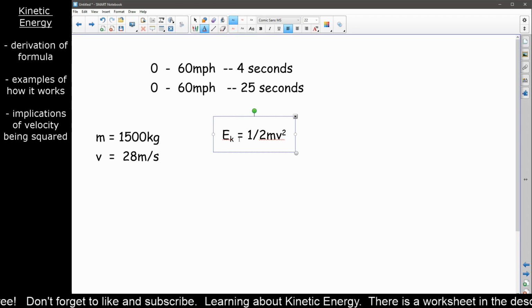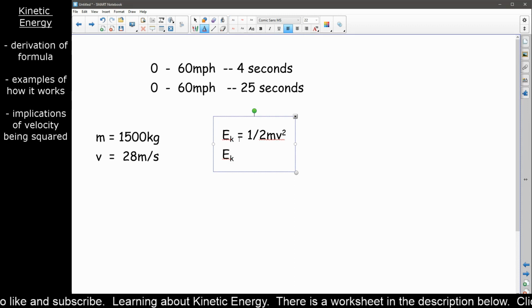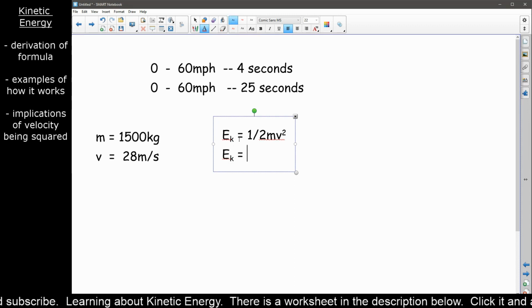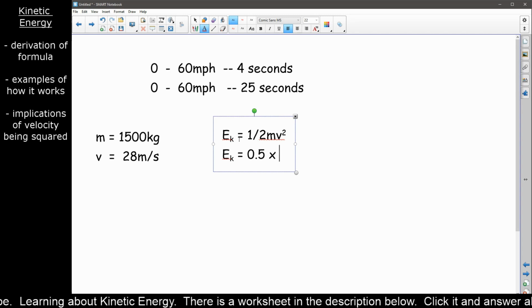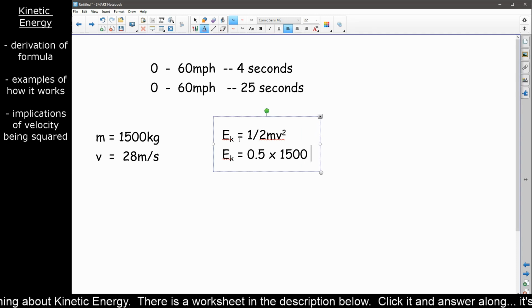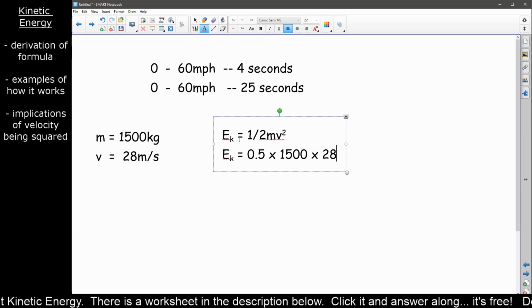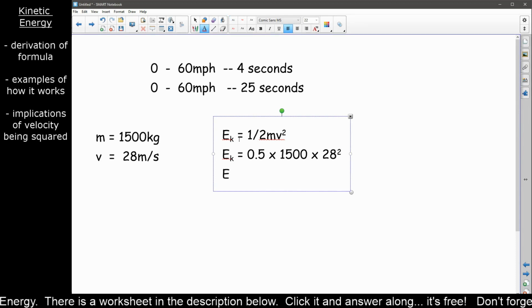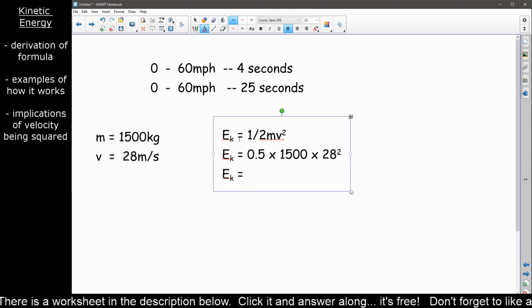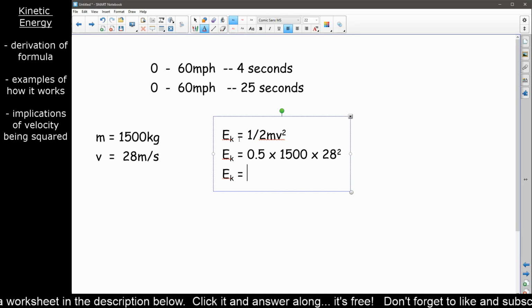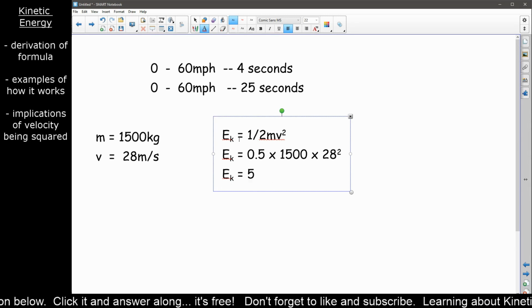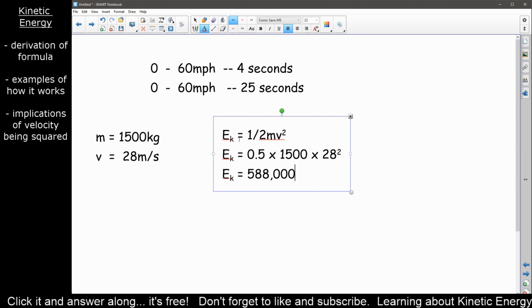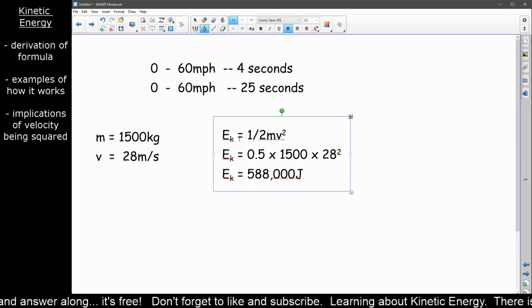Okay, so our really good car is going to reach this in 4 seconds. So the kinetic energy available is equal to 0.5 multiplied by 1,500 multiplied by 28 squared. So once again, we grab our calculators. We do 0.5 times 1,500 multiplied by 28 squared. And that gives me 588,000 joules of energy to get me from 0 to 60 in 4 seconds.